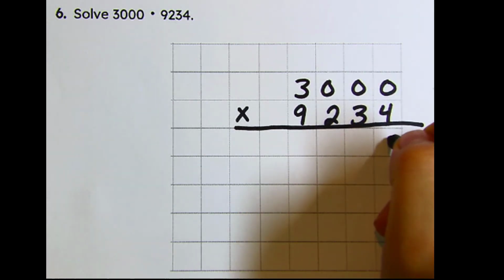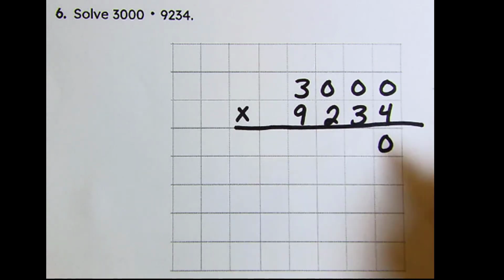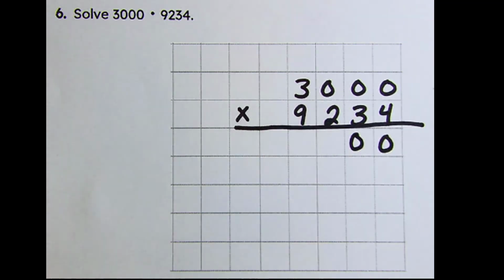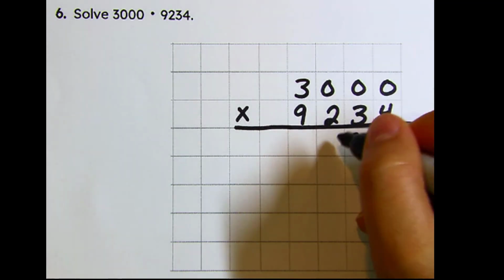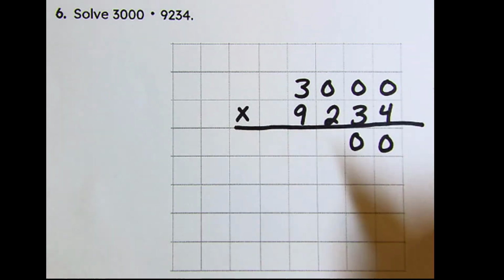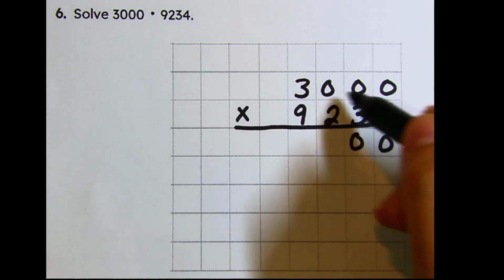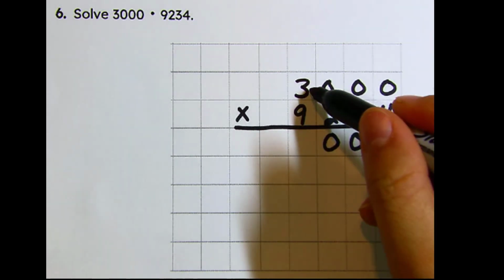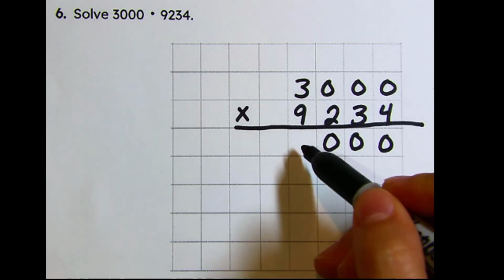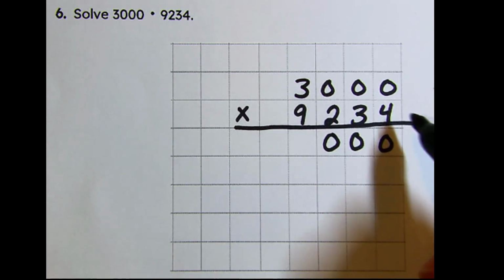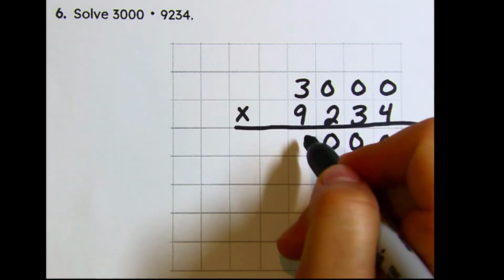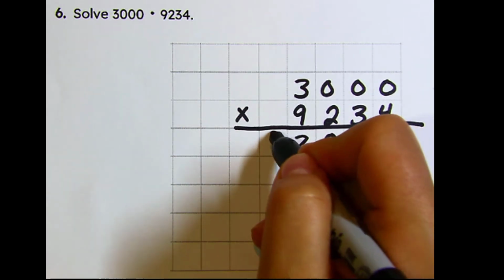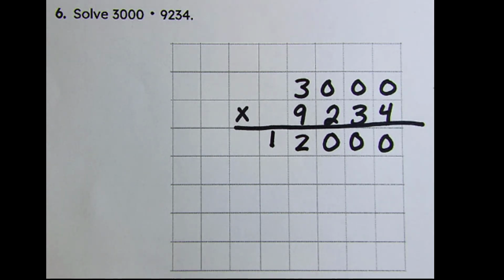Ones times ones is ones. 4 times 0 is 0. Ones times tens is tens. 4 times 0 is 0. Ones times hundreds is hundreds. Notice I just naturally end up in the next position. 4 times 0 is 0. Ones times thousands is thousands. 4 times 3 is 12,000, which would be like 2. And that 1 would end up carried to the next position. I'm going to go ahead and write that in.